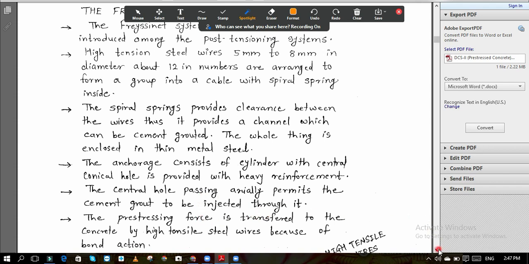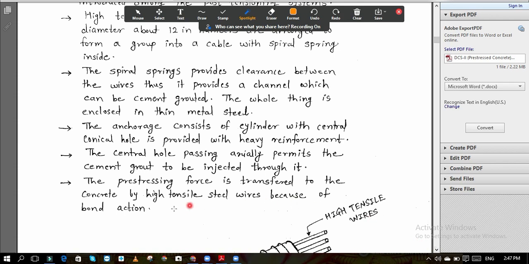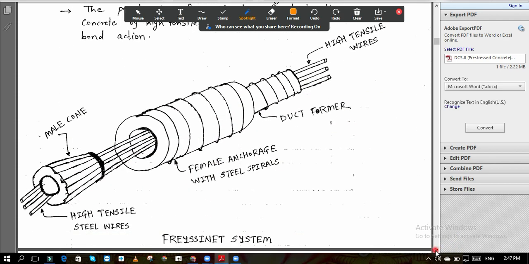The prestressing force is transferred to the concrete by the high tensile steel wires because of bond action. Inside this, the grouting is also done. Once you press this, and outside also you can see the coating of the wires. The tensile stress will get developed after the male cone is pushed inside the female cone, and then the cables are prestressed.